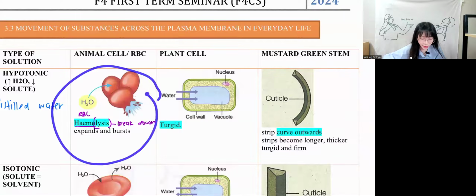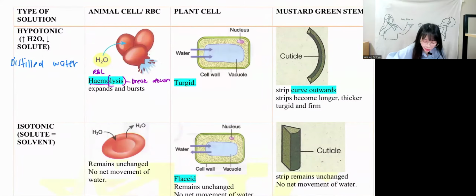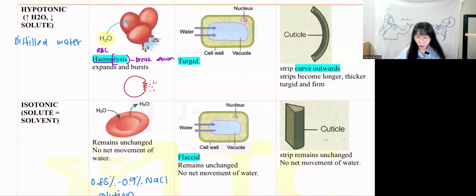I'm going to draw a red blood cell again. How do you want to draw a red blood cell? We're going to draw a bursting red blood cell, where it's supposed to look something like that. Circle, and then it bursts, and then dots. This is a bursting red blood cell. In the exam, they will ask you to draw, so you're going to draw this. Draw, guys, in your notes. Draw in your notes. In the exam, they ask you to draw.